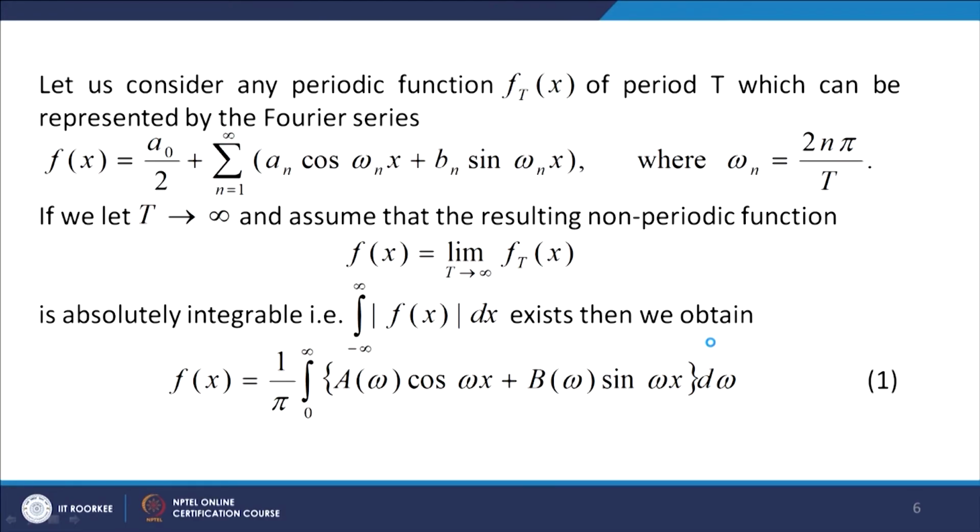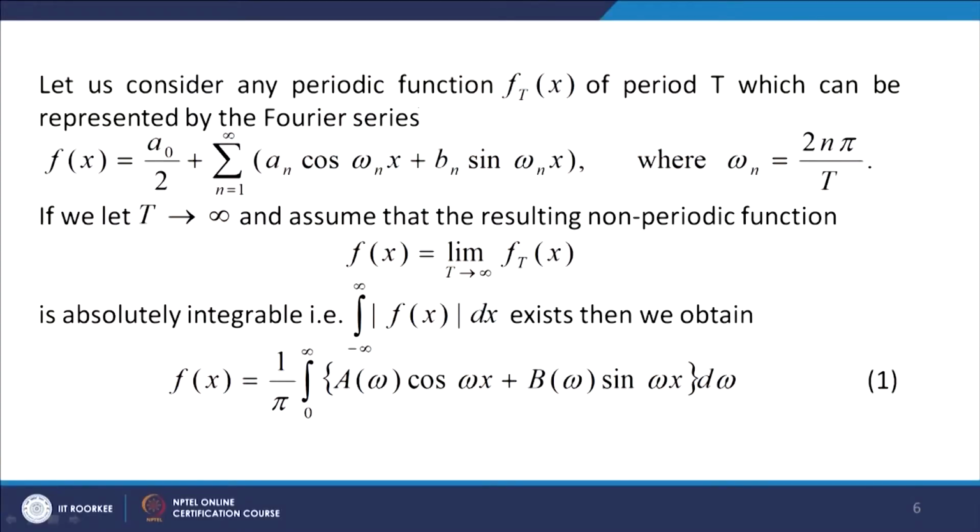Now, we have to see what happens when f_T(x) tends to the function f(x) as T goes to infinity, then what will be the representation of f(x). So, that is our problem. Let us consider any periodic function f_T(x) with period T, then we can represent it by a Fourier series. Let us assume that x is a point of continuity of f. So, f_T(x) is equal to a naught by 2 plus sigma n equal to 1 to infinity a_n cos omega_n x plus b_n sin omega_n x, and here omega_n is 2 n pi over T. Now, when we let T go to infinity, let us assume that f_T(x) tends to f(x).